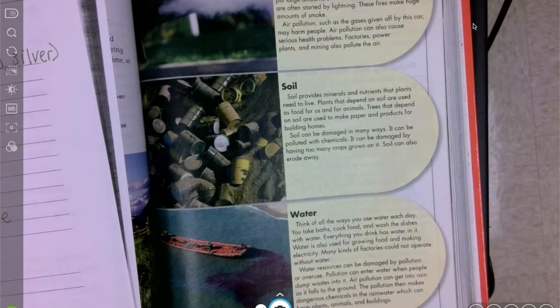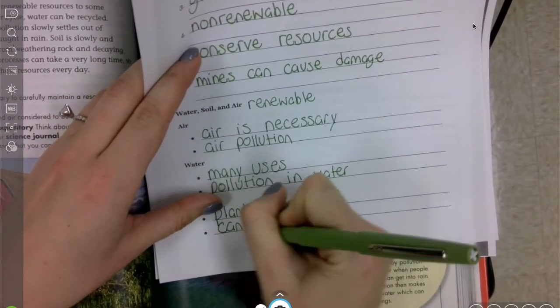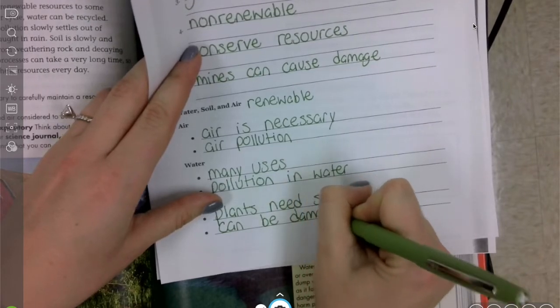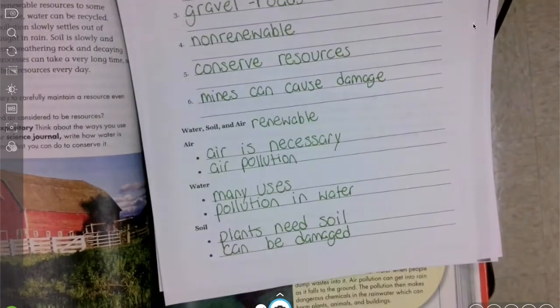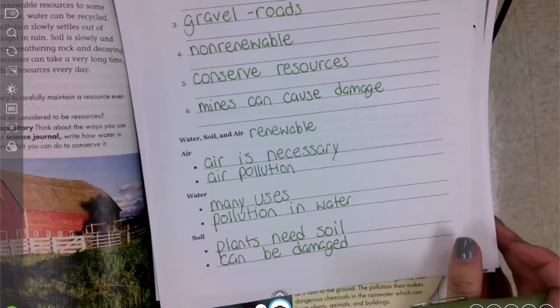Soil can be damaged in many ways. It can be polluted with chemicals, again, pollution. It can be damaged by having too many crops grown on it, and it can also erode away. So there's a lot of different resources, but there's always going to be ways that they can be damaged. These ones are renewable, but mineral resources are non-renewable. So we have to take care of the resources we have, which we'll see more next week as we look at how we can take care of these resources we have.